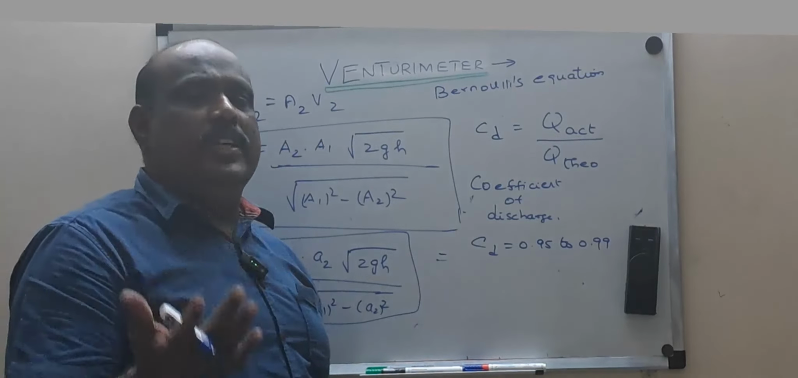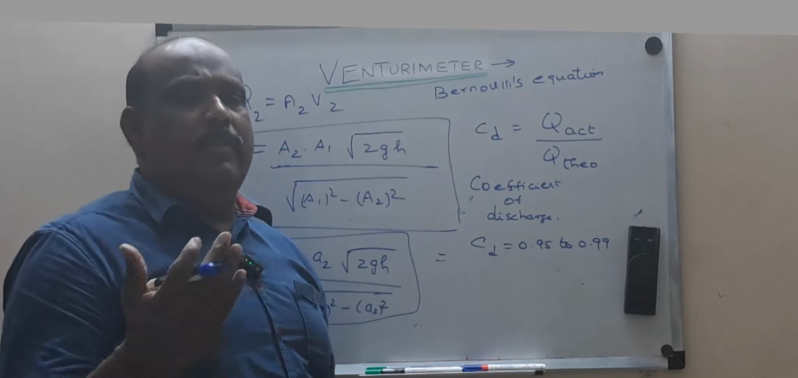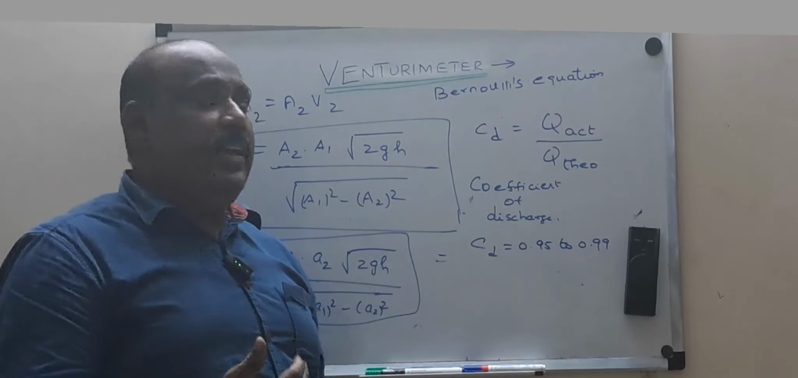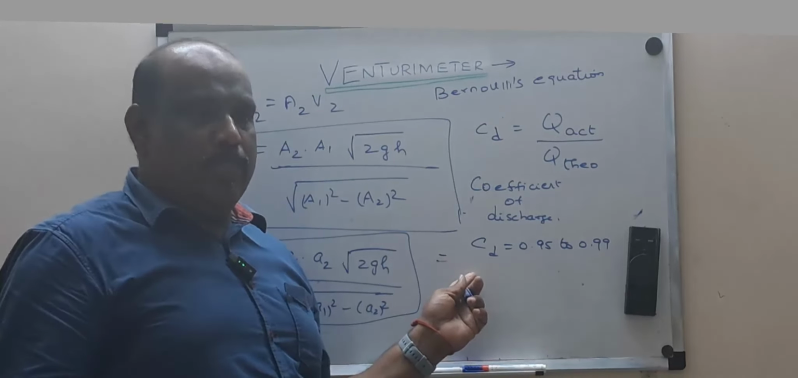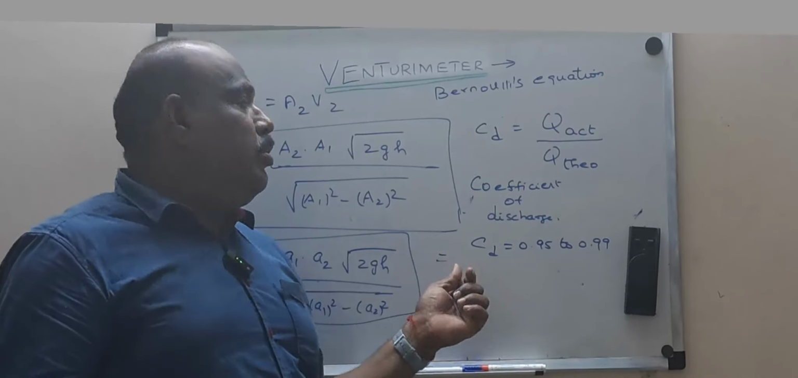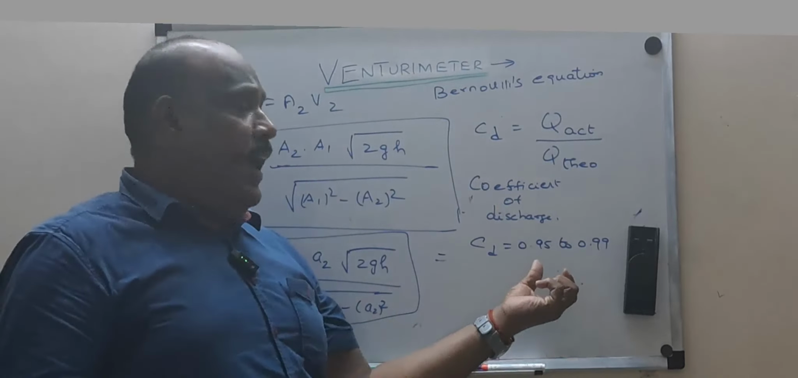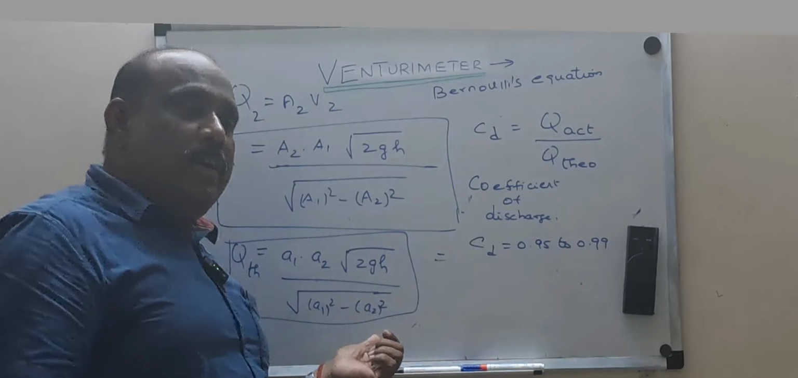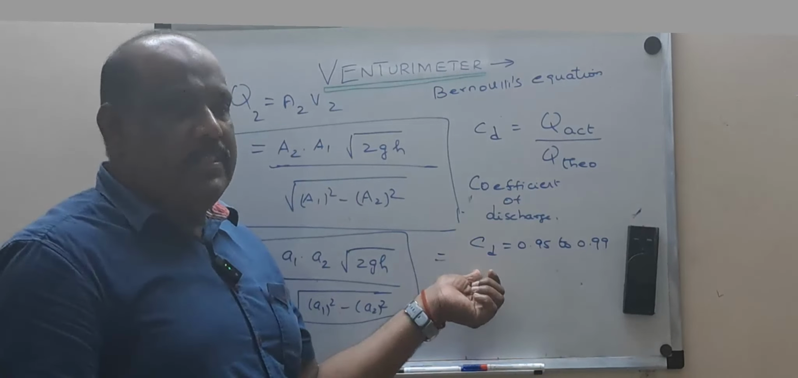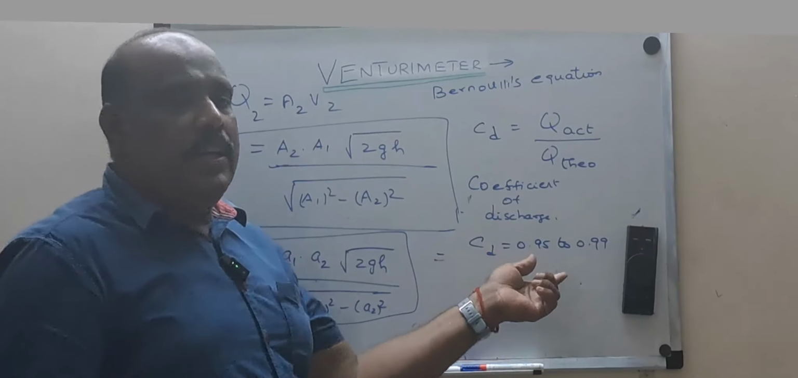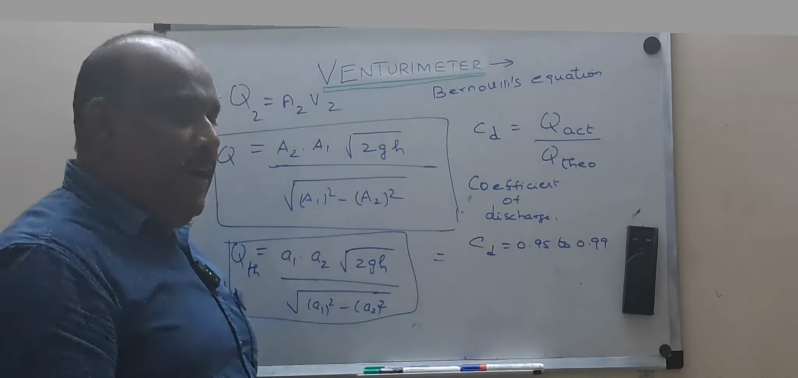When you do experiments in the fluid mechanics lab in engineering, you will be asked to find the CD value of the Venturi meter. You will do the experiments and calculate the actual discharge, and by the formula you will calculate the theoretical discharge. Then you will be asked to find the CD. But generally, the CD value of the Venturi meter should range between 0.95 and 0.99.